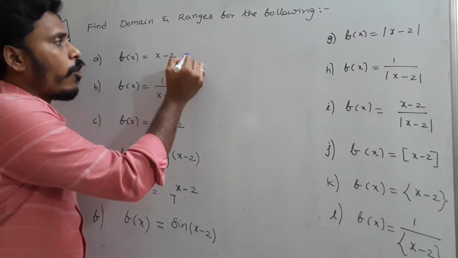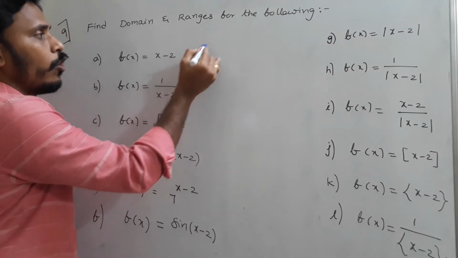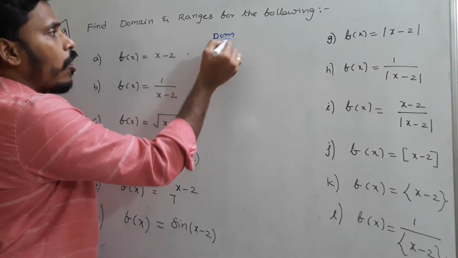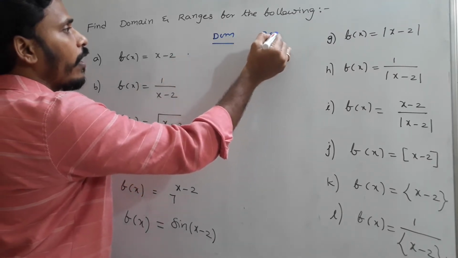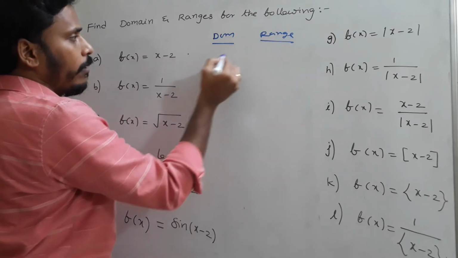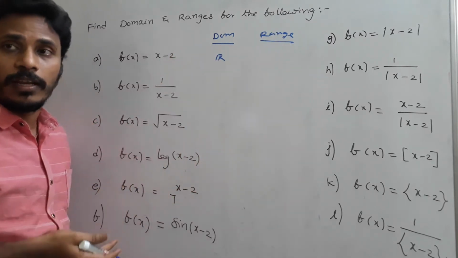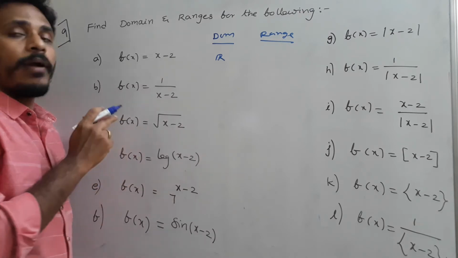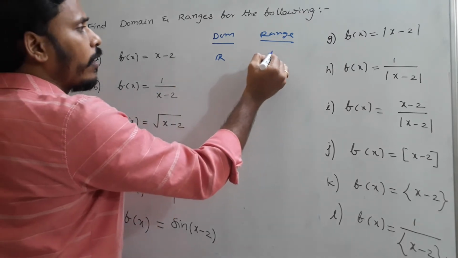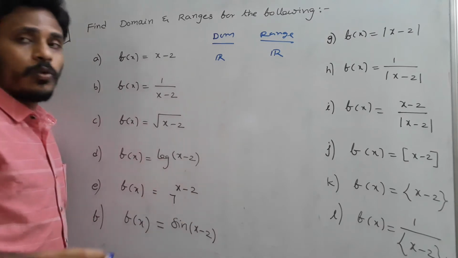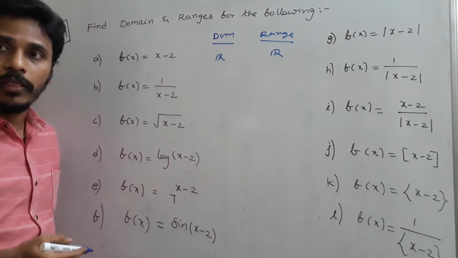See, for this f of x is equals to x minus 2, the domain is simply all real numbers and the range is also all real numbers. Okay, we don't have any problem if you replace x with any real number. So the domain is all reals, automatically you will get any real value as your output. So the range is also all the real numbers.